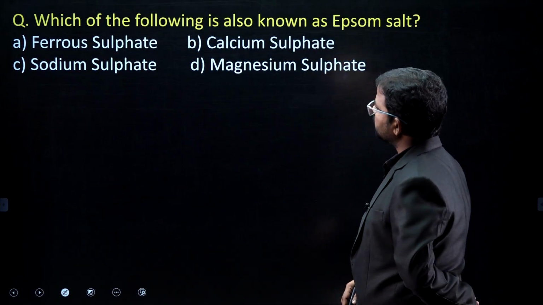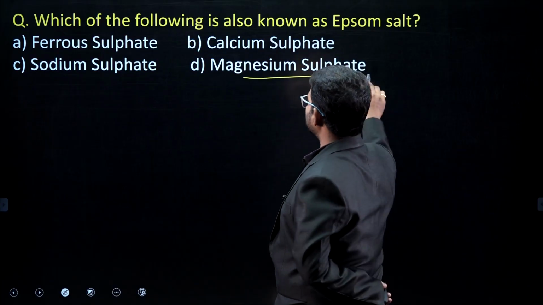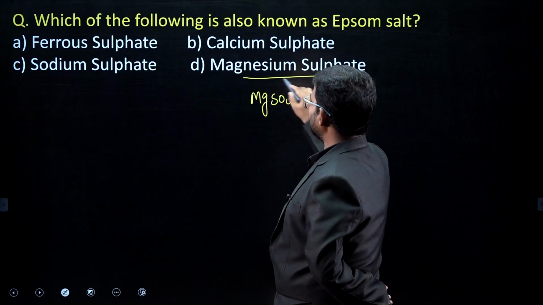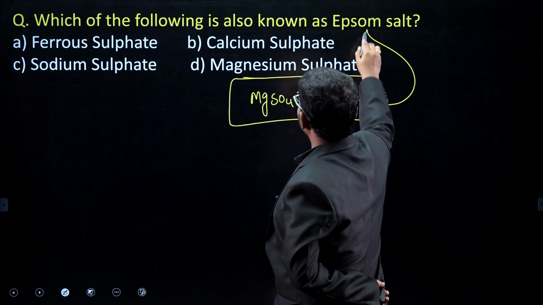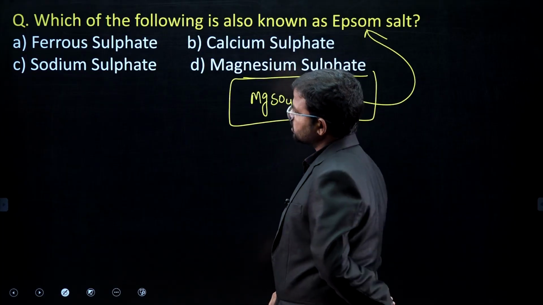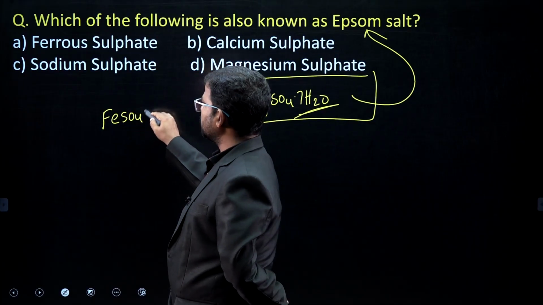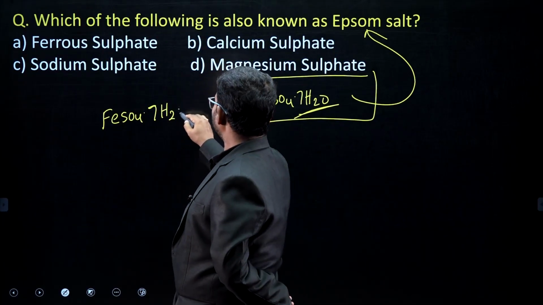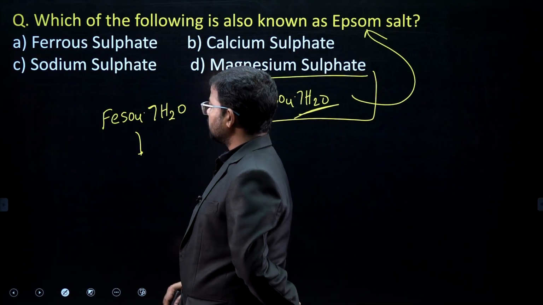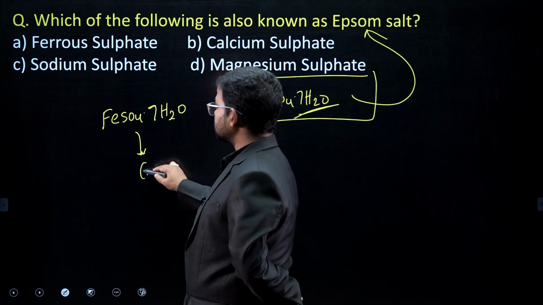Next one, which of the following is also known as Epsom salt? Epsom salt is nothing but magnesium sulfate, MgSO4·7H2O. How many water molecules does it have? 7 water molecules. What about ferrous sulfate? Ferrous sulfate is FeSO4·7H2O. In this ferrous sulfate we have 7 water molecules. It is called green vitriol.